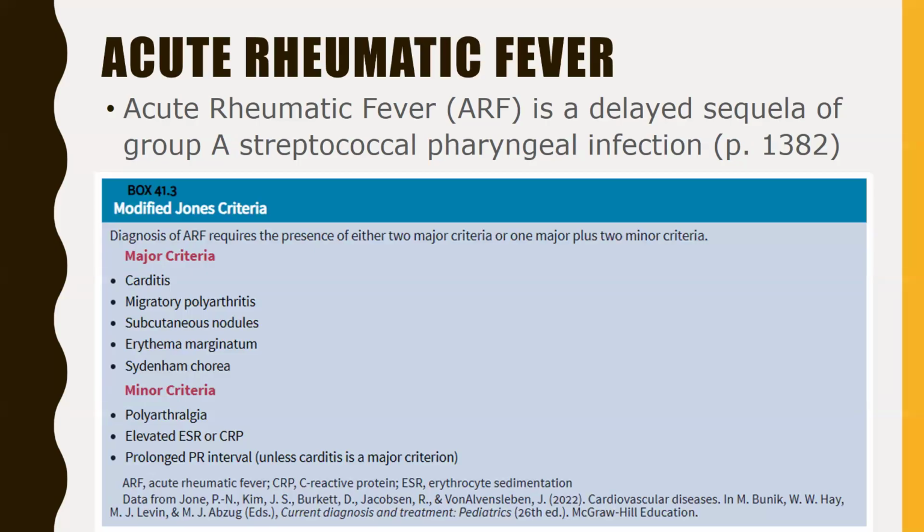So provide support for dealing with any of those abnormal movements. Let them know that that will eventually disappear. But it could last for several months, unfortunately. Sometimes kids may need a neuroleptic medication like haloperidol to manage that chorea. We also need to administer corticosteroids or non-steroidal anti-inflammatory agents for control of their joint pain and swelling.